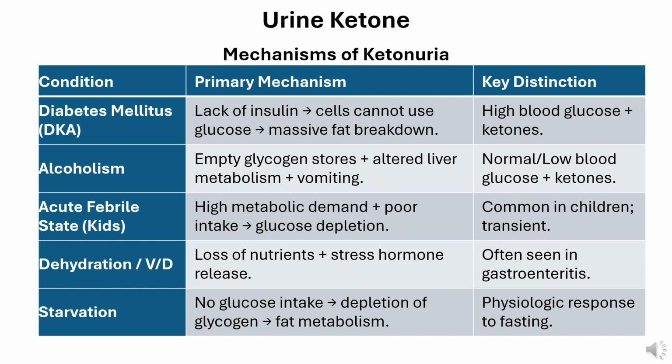4. Dehydration, vomiting, diarrhea. Fluid loss leads to metabolic shifts. Loss of nutrients. Stress response and alkalosis or acidosis promote fat breakdown, producing ketones. 5. Starvation is the classic physiologic cause of ketosis. After 12 to 24 hours without food, the liver's glycogen stores are exhausted. The body switches to burning fatty acids for energy.